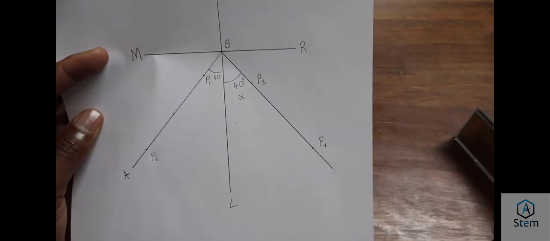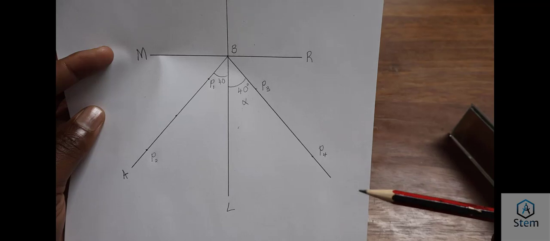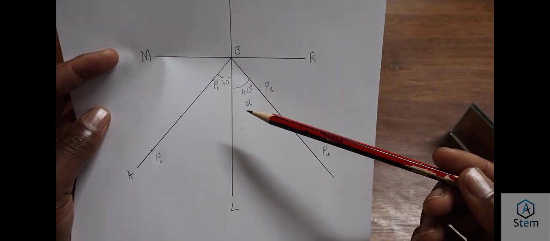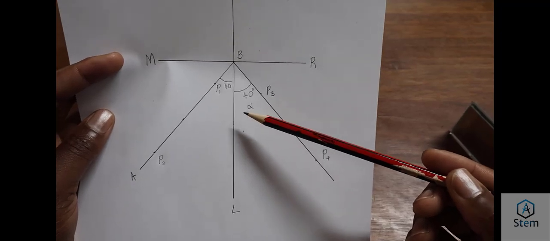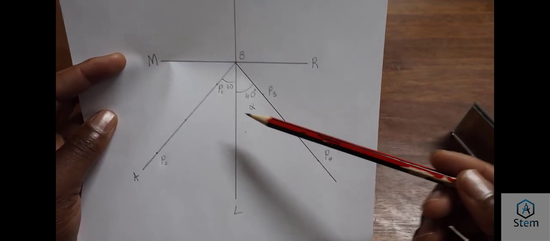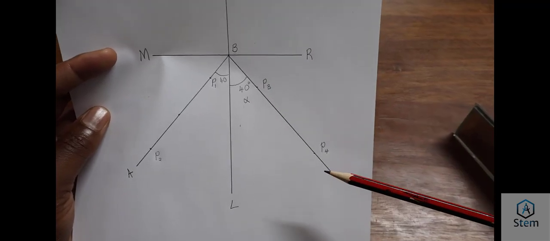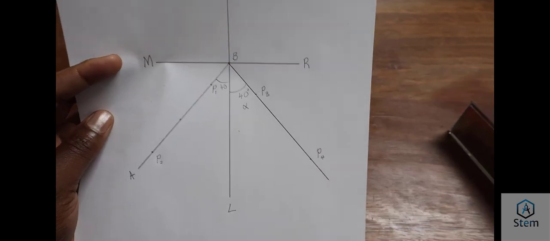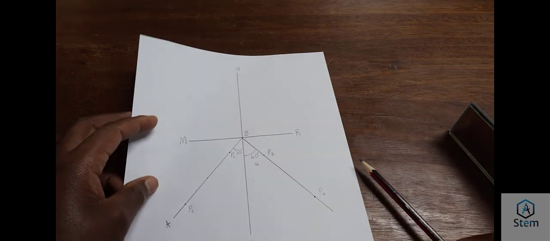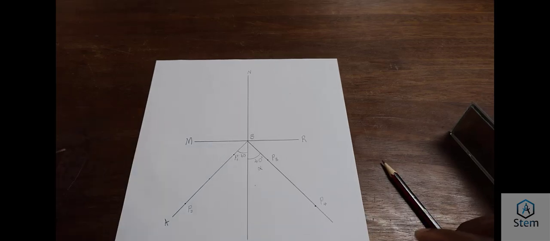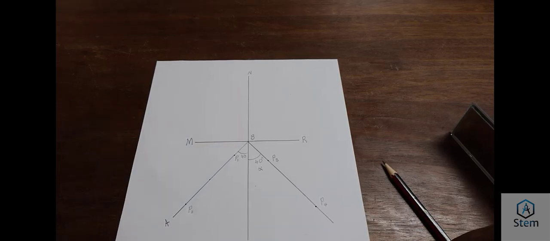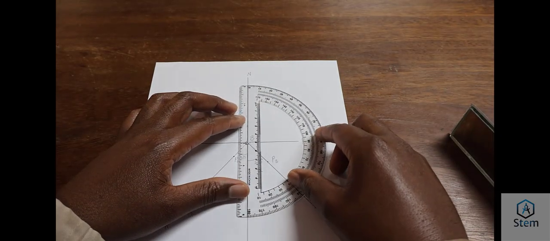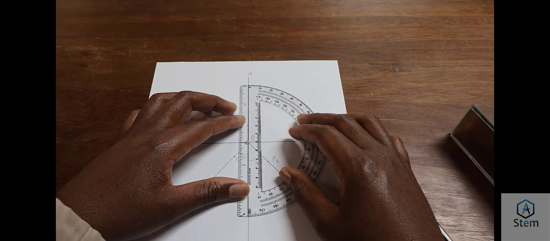Okay, so we are asked to measure the acute angle alpha, between this line and the normal NL, and we are told the acute angle is less than 90 degrees. I'm just going to measure this angle. I've already done so, and it's looking very much like 40 degrees, but let's measure it together.